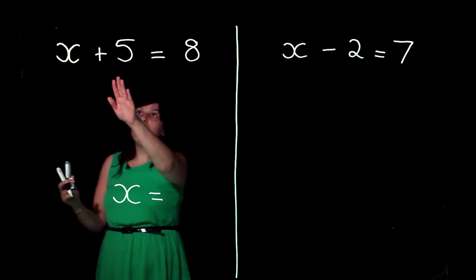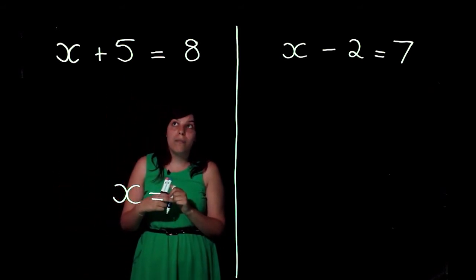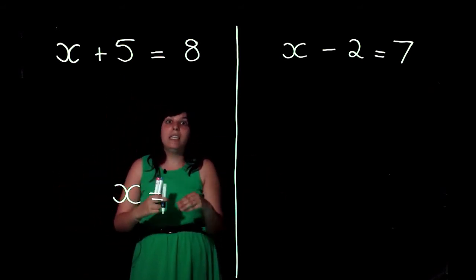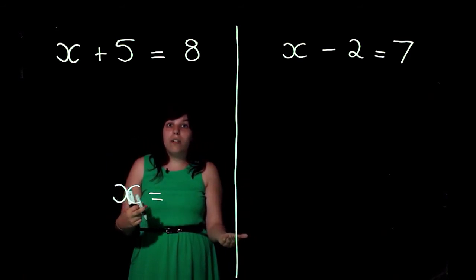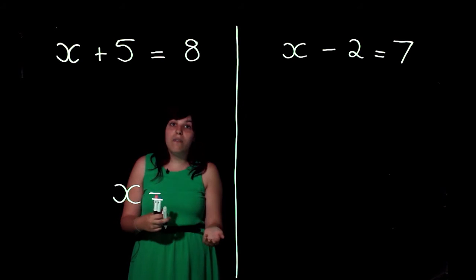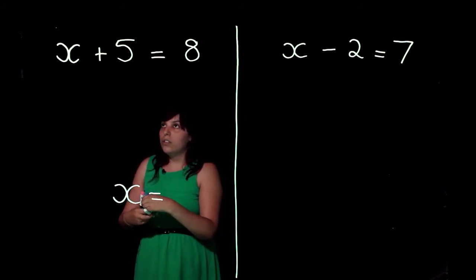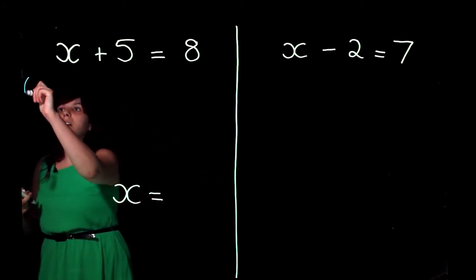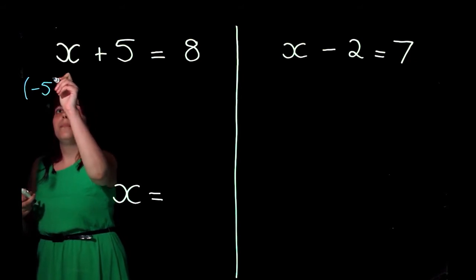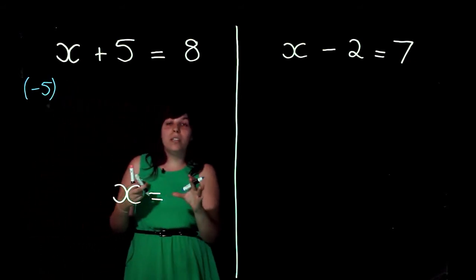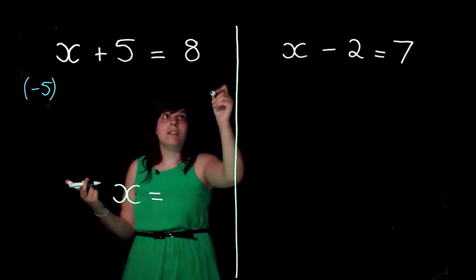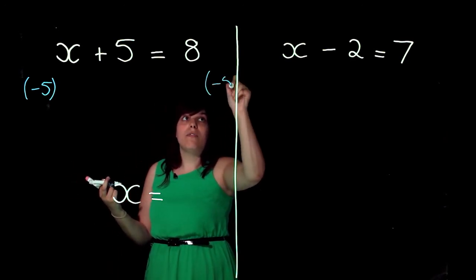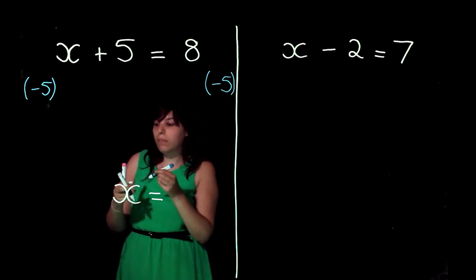So how am I going to get rid of plus 5? Well, to get rid of it means to make it 0. So I'm going to subtract 5 because subtracting 5 is the inverse of adding 5. So on both sides, I'm going to subtract 5. And the most important thing to do is remember that we're trying to balance this equation. We need to keep it balanced. So I'm going to subtract 5 from the other side as well.